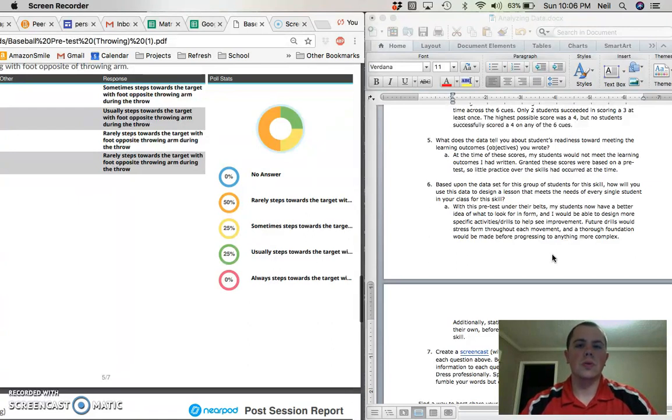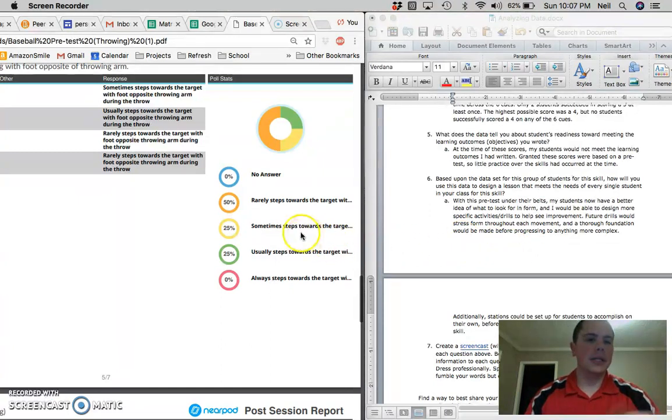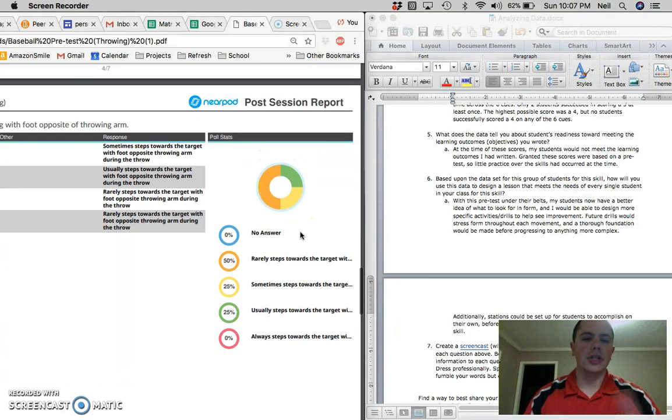Additionally, I could use specific stations where students work with teammates to complete each station in order to move on to the next station, which is slightly more complex. This would enable me to go around and assist individuals that may be having a difficult time while students are self-advancing and pursuing more challenging stations as they accomplish the more basic stations. But that's basically what the data shows.